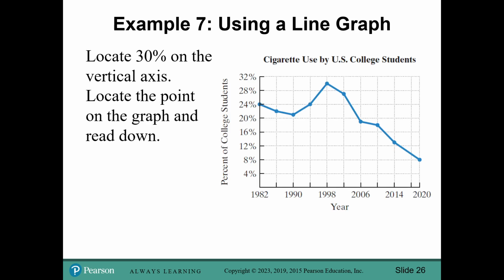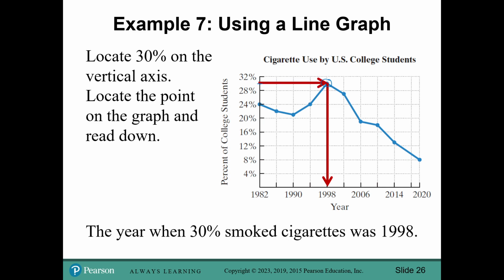Let's look at this. In order to find this, we need to go where 30% exists right here on our graph, and then we need to go over and see where it hits on our line segment. It hits here. This corresponds to the year 1998. So we need to locate 30% on the vertical axis, locate the point on the graph, and read down, which is what we did. So the year when 30% smoked cigarettes was 1998.